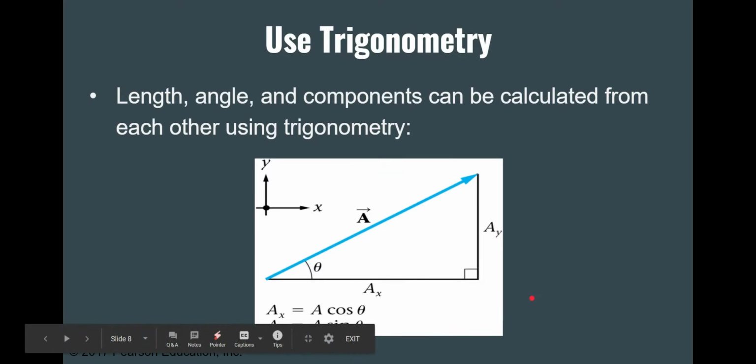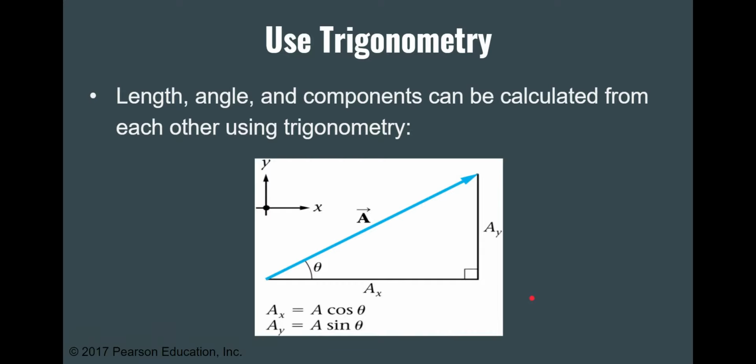I put a couple of things here. So we see that the x component of vector A is found by multiplying vector A by the cosine of theta, and the y component is found by multiplying vector A by the sine of theta. And this is found by doing SOHCAHTOA. If you remember SOHCAHTOA, we can just rearrange that, and that's how we get those equations. And you're going to want to know those equations.